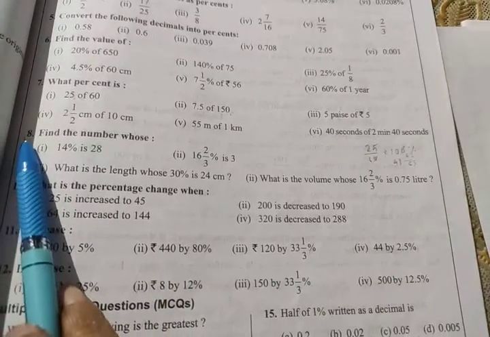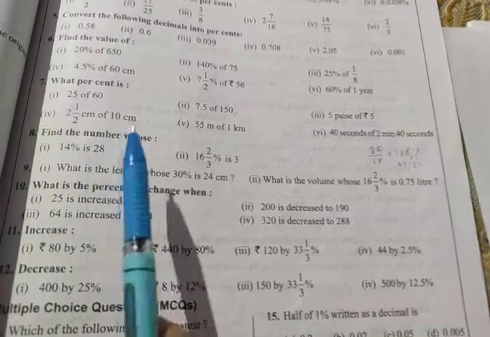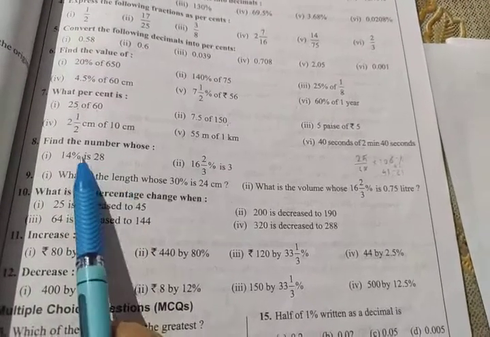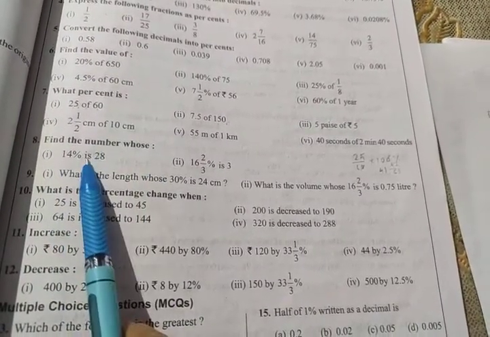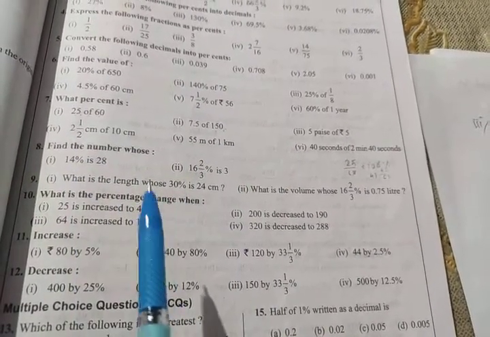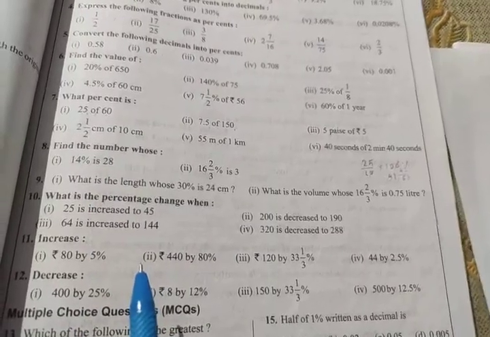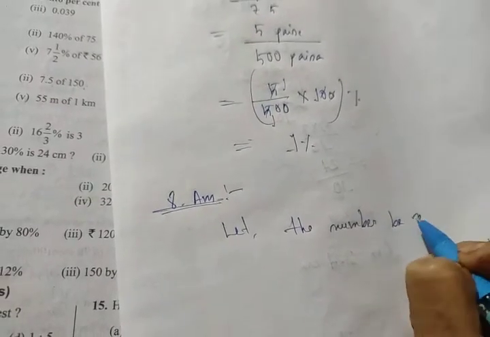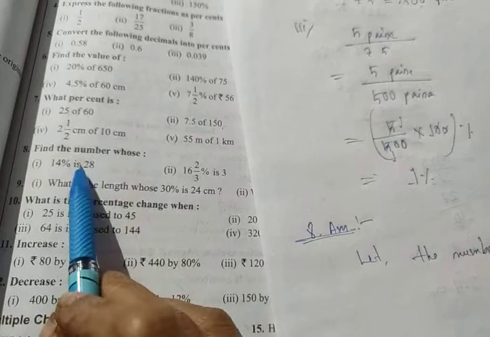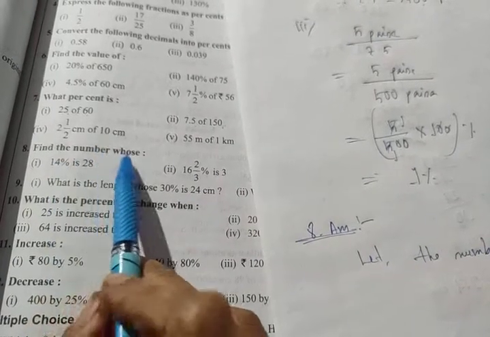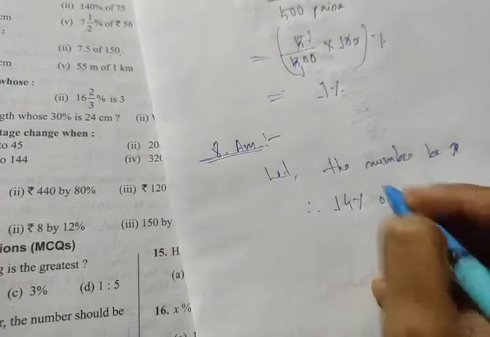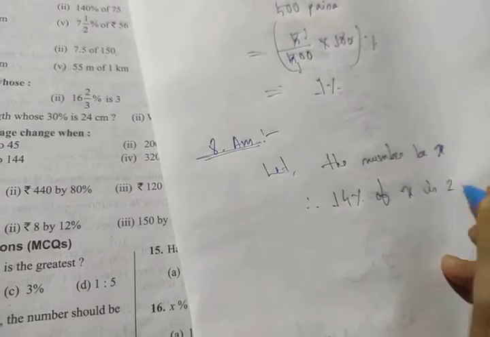Next, move to question number 8. Find the number whose 14% is 28. That means we don't know the number whose 14% is 28. So let the number be x. Therefore, what will be the expression now? Find the number whose 14% is 28, that means 14% of x is 28.